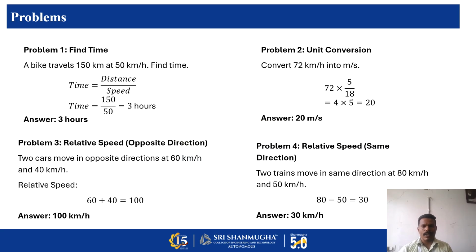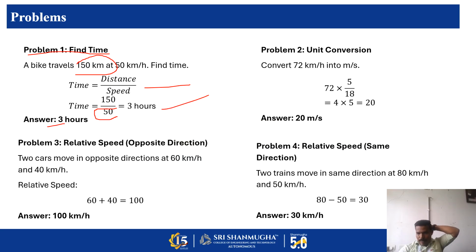The next slide is working out the problems. Problem number one: a bike travels 150 kilometer at 50 kilometer per hour. Find the time. Everyone knows the formula of time is distance by speed. So time is 150 kilometer divided by 50, which is 3 hours. The answer is 3 hours.